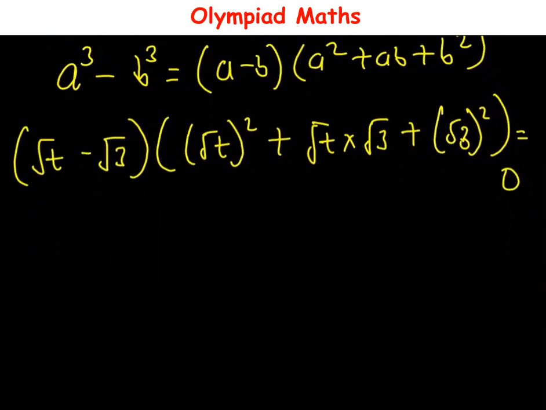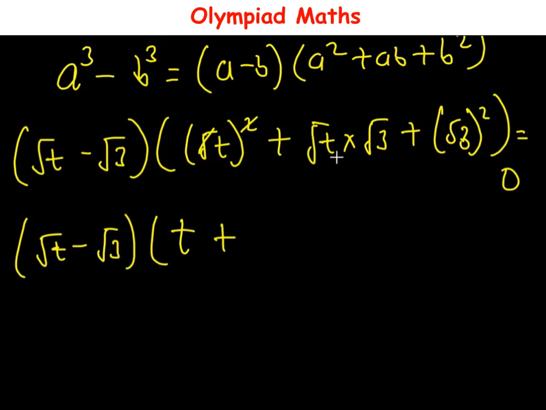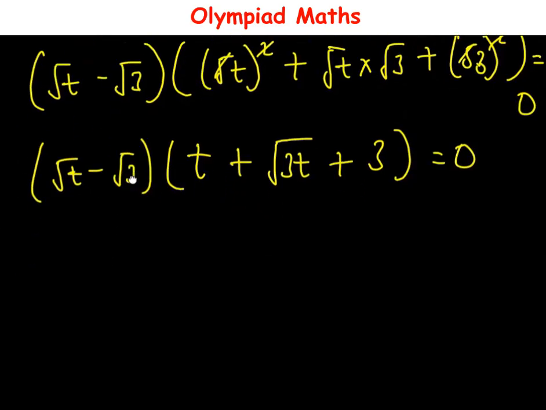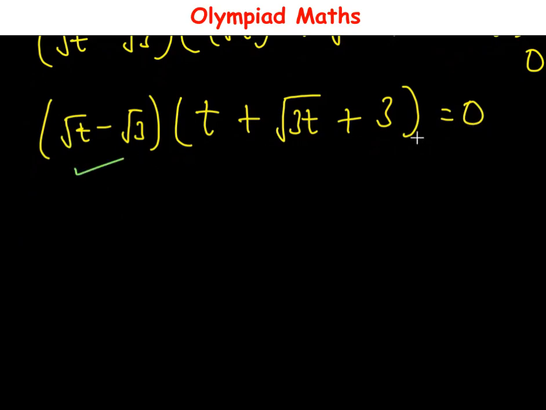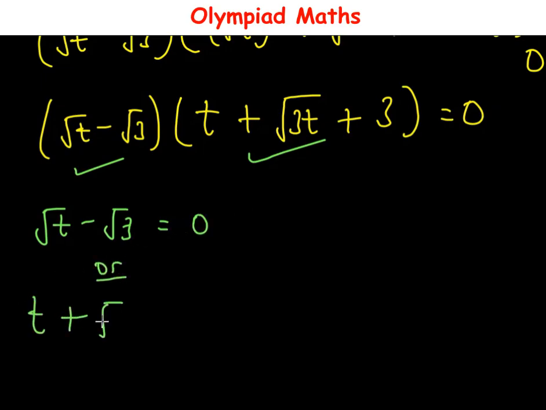So from here, this is equal to, in bracket, square root of t minus square root of 3, all multiplied by, square cancels square root, all we have is t plus root t times root 3 is root 3t plus, square cancels square root, all we have is 3, is all equal to 0. Now, at this junction, we are simply going to equate this to 0, or also equate this to 0. So, root t minus root 3 is equal to 0, or t plus root 3t plus 3 is equal to 0.